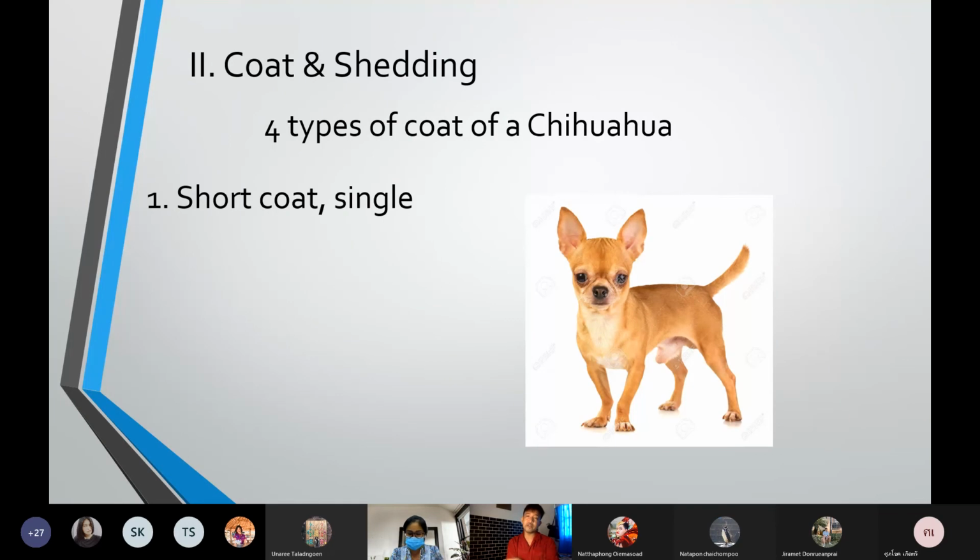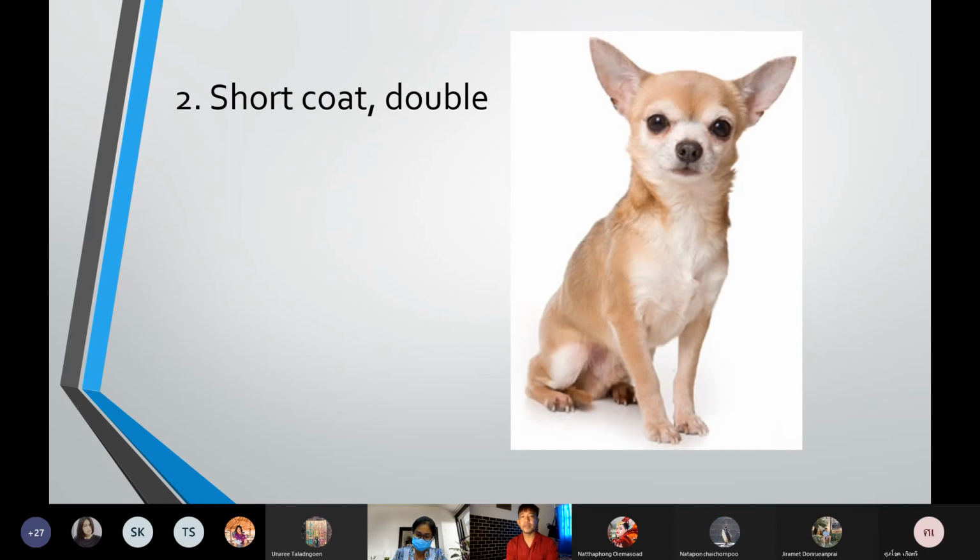Short coat, especially for this kind of Chihuahua, they have a very short fur. Maybe you have seen one in your home or in your neighborhood. The second one with the single shedding. Okay, number 2, short coat and the double shedding. So twice the shedding, with the short coat.